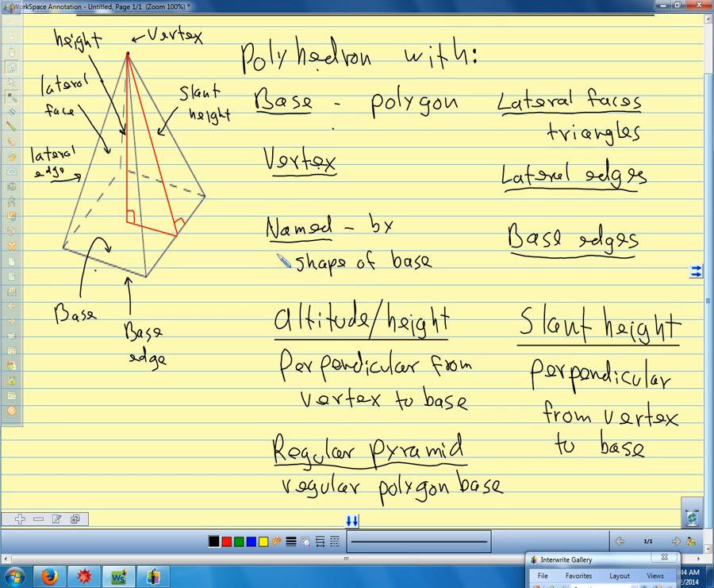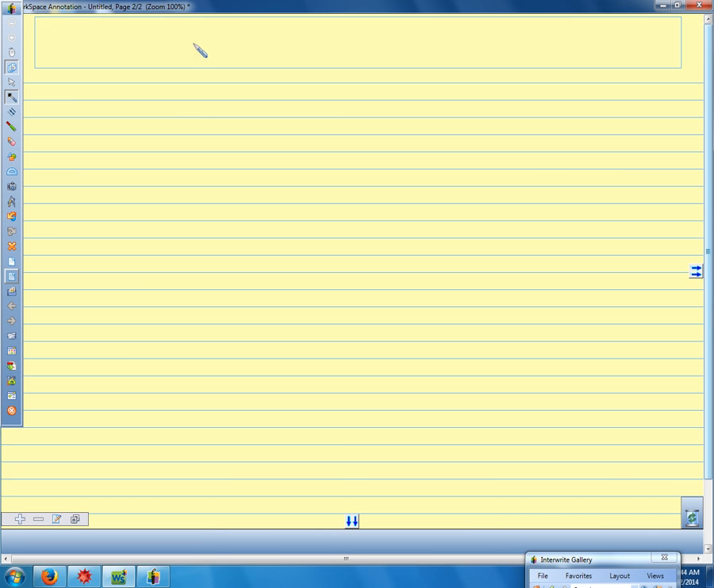Okay, let's draw a net. I want to draw a net for a pyramid to show where the surface area formula comes from. So we don't just make them up, they come from looking at each shape separately. So our net for our pyramid.